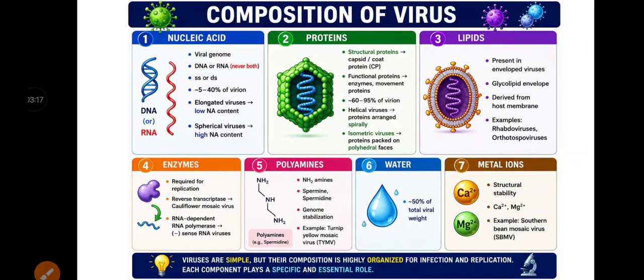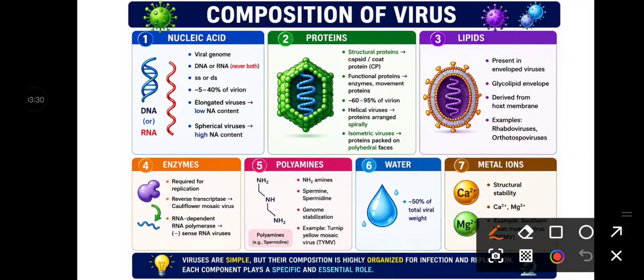Similarly, another form is the bacilliform virus. In the bacilliform or bullet shaped virus, a low amount of nucleic acid is present, around 8% only. So for these three types of shape of virus, different amounts of nucleic acid are contained. So this is about the nucleic acid.